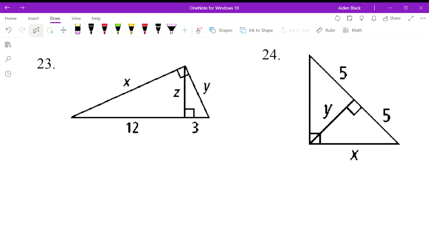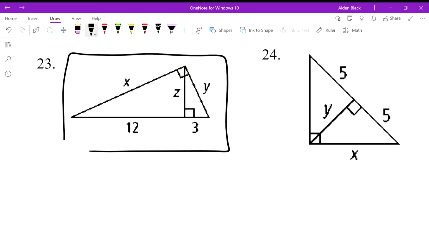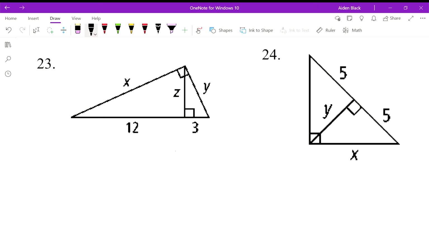Okay, so this is question 23 of the review worksheet that's due Wednesday. What you're going to want to do is consider which theorem you're going to use first for this. It's none of the triangle proportionality theorem, mid-segment, none of that. It's what we've learned most recently, and that's about the geometric mean.